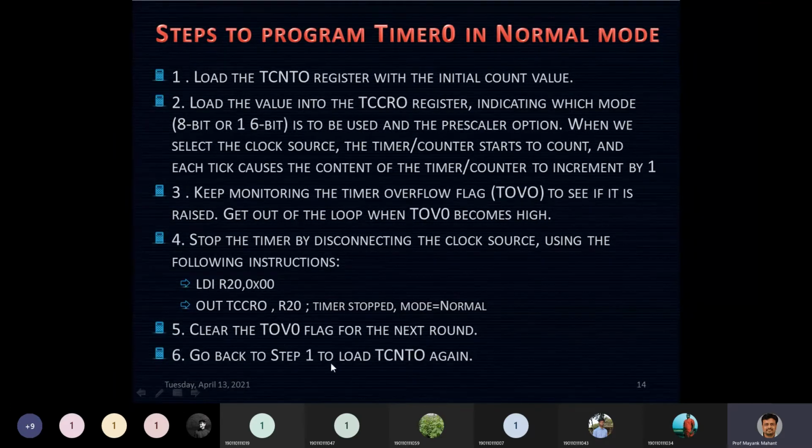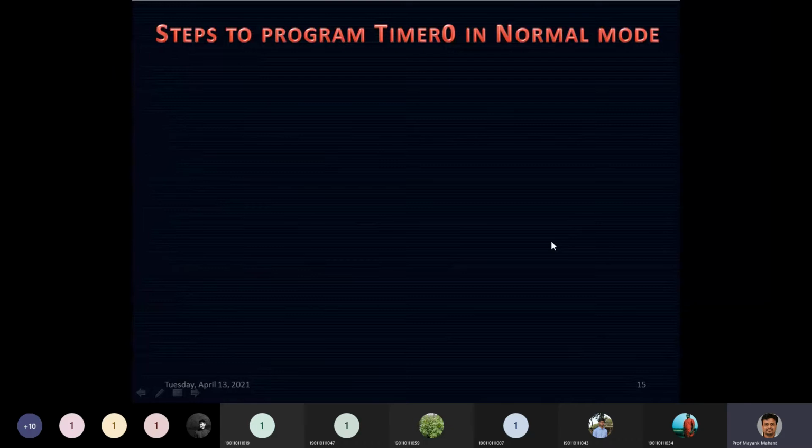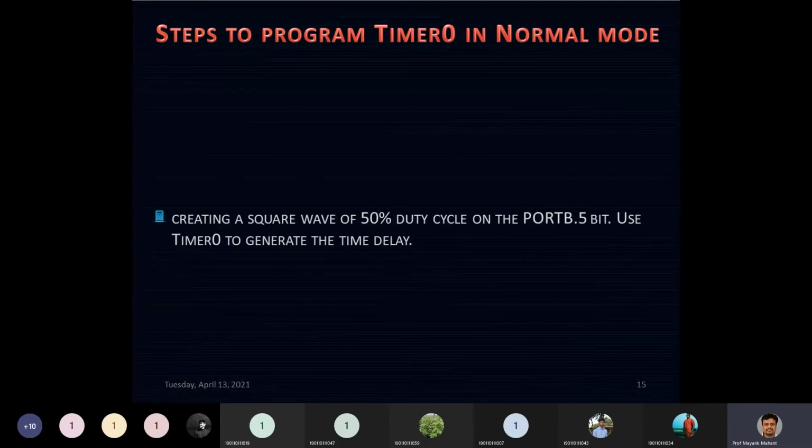And finally, the 6th step is to go back to your TCNT once again. So step number 1 would be in the looping kind of a thing. Let us try to see this with an example.